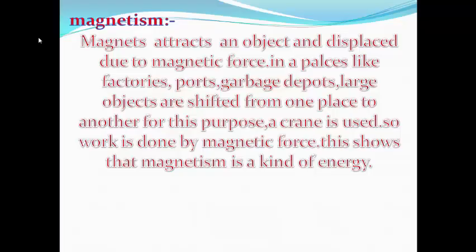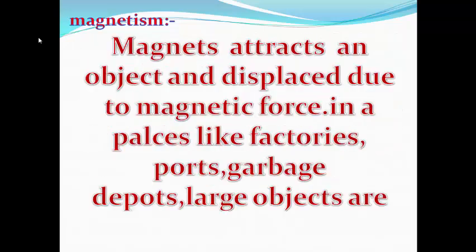Now, let's have a look at what magnetism is. When a magnet attracts an object, this property is called magnetism. That object is displaced due to the magnetic force. In places like factories, ports, garbage depots, large objects are shifted from one place to another. For this purpose, a crane is used. So, we can say work is done by magnetic force. This shows that magnetism is a kind of energy.